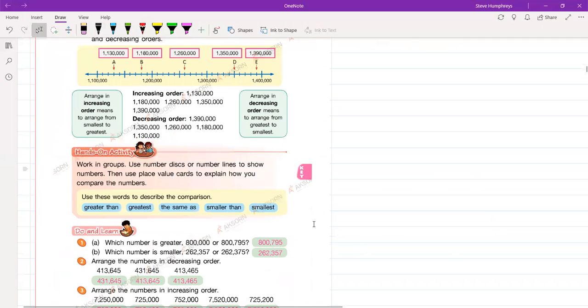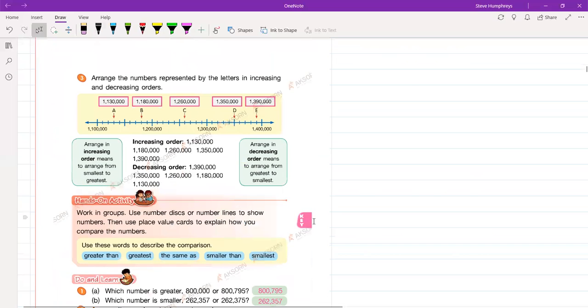Now we're going to look at numbers in increasing order and decreasing order. Okay, here we have another number line. We've got 5 numbers on the number line. Okay, first, arrange in increasing order means to arrange from the smallest to the greatest.